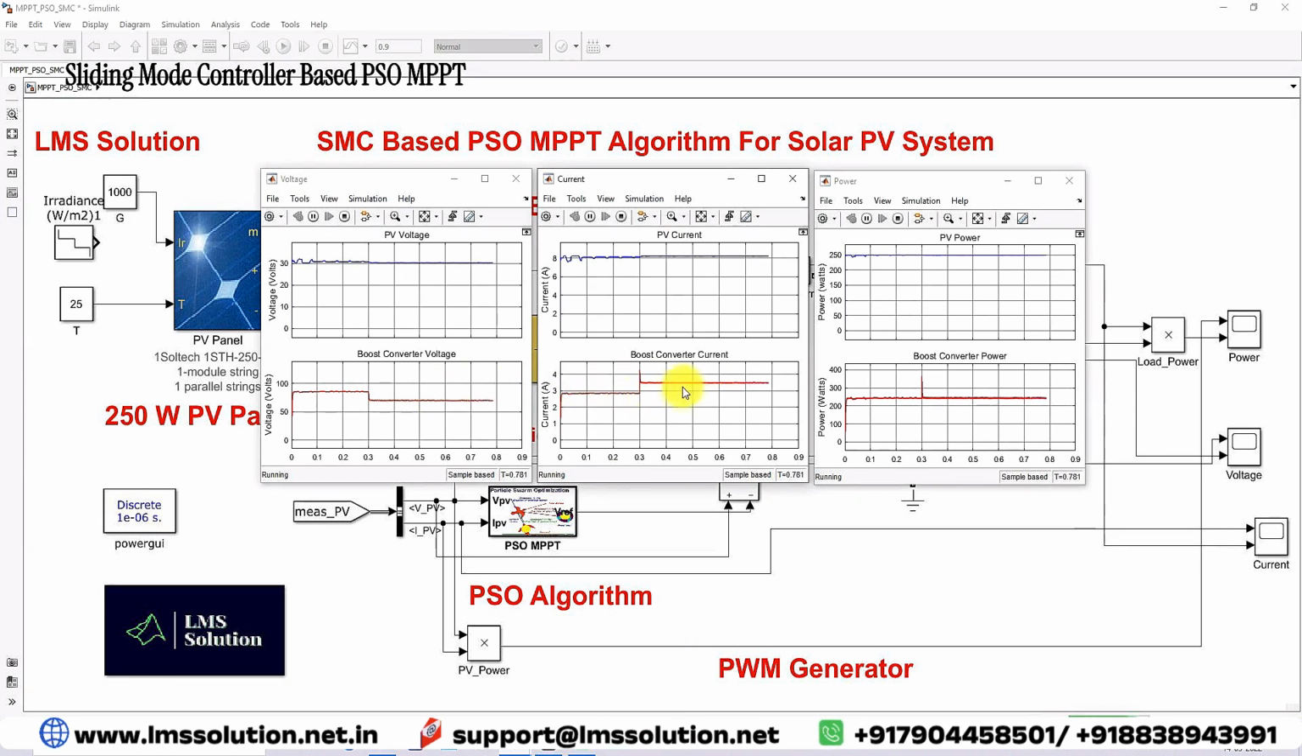Because of that, we can see that the converter current, that means load current, changed from nearly 3 amps to 3.5 amps. And here you can see that during that sudden load changing condition also, the maximum power is extracted from the PV panel by means of the sliding mode controller based PSO MPPT. This is the working of the sliding mode control based PSO MPPT for solar PV system.